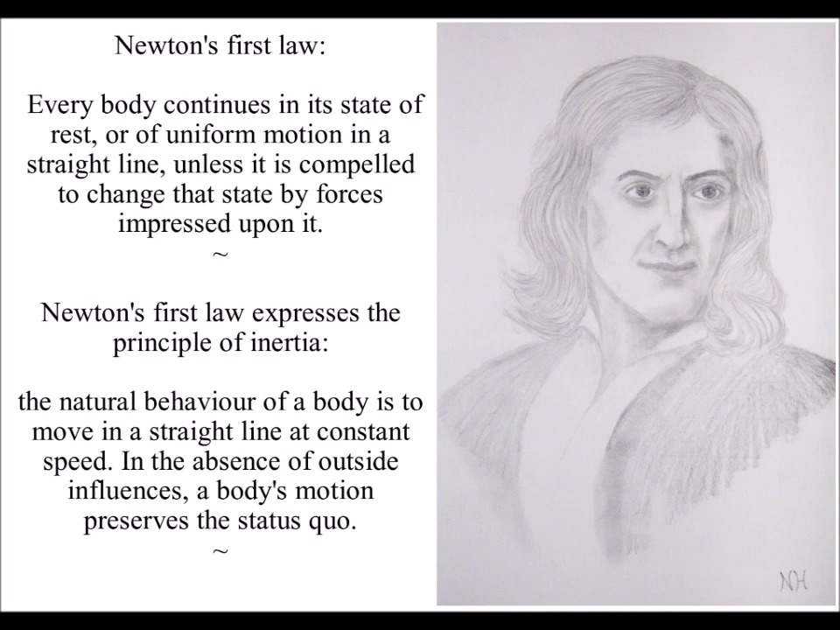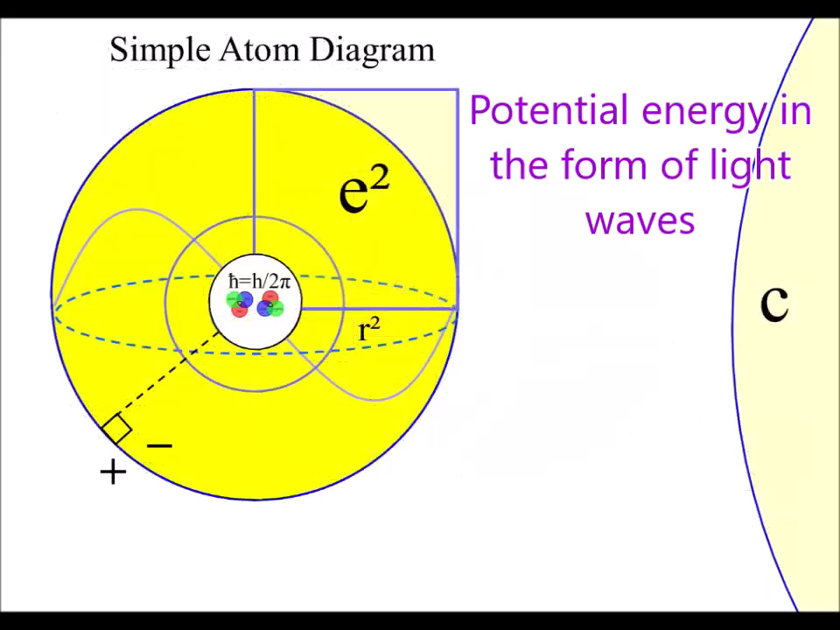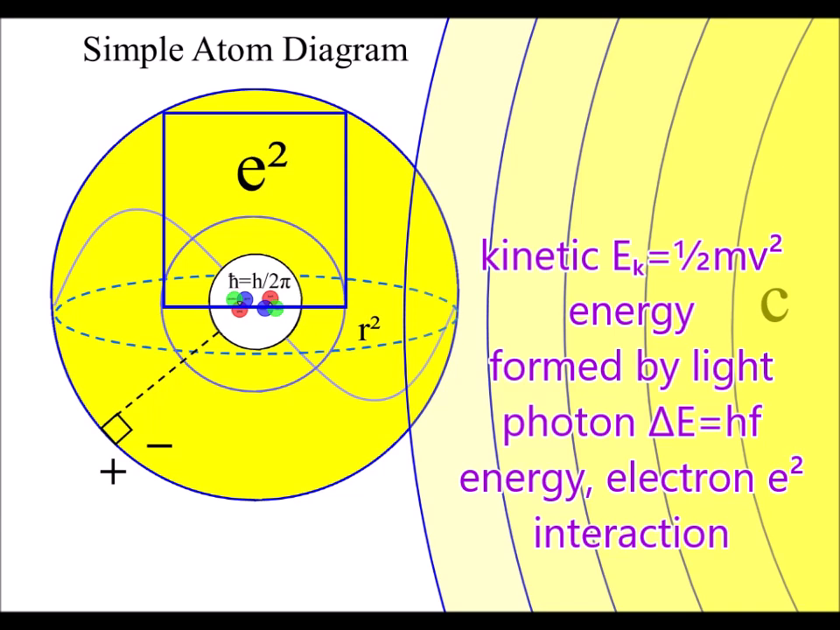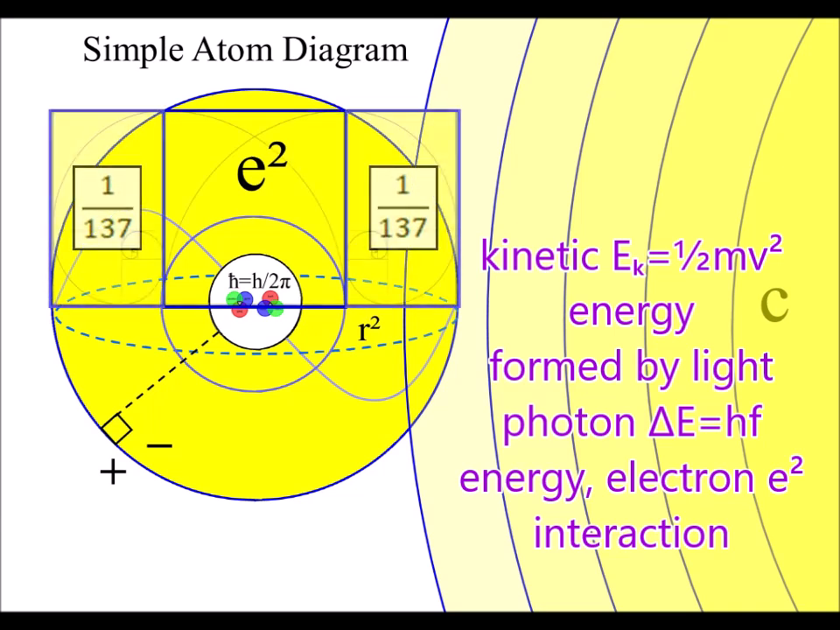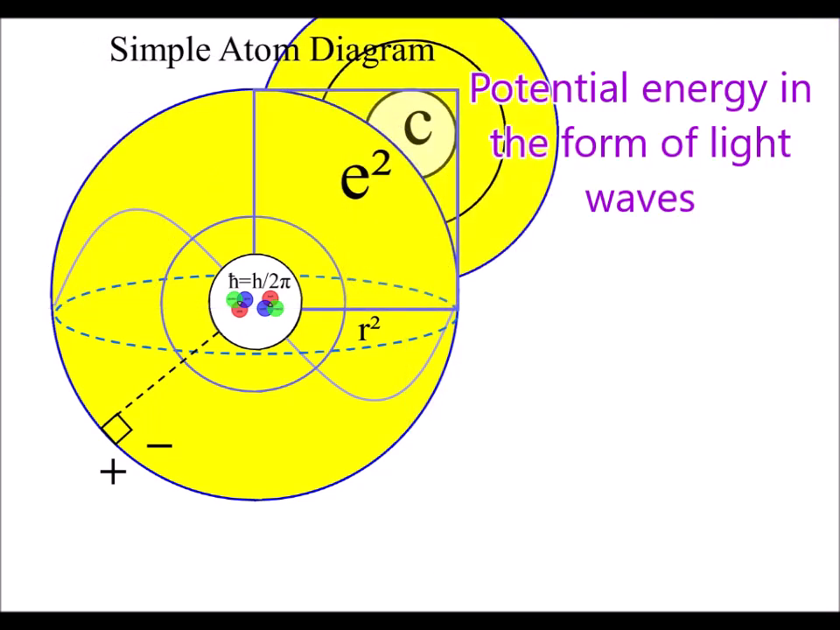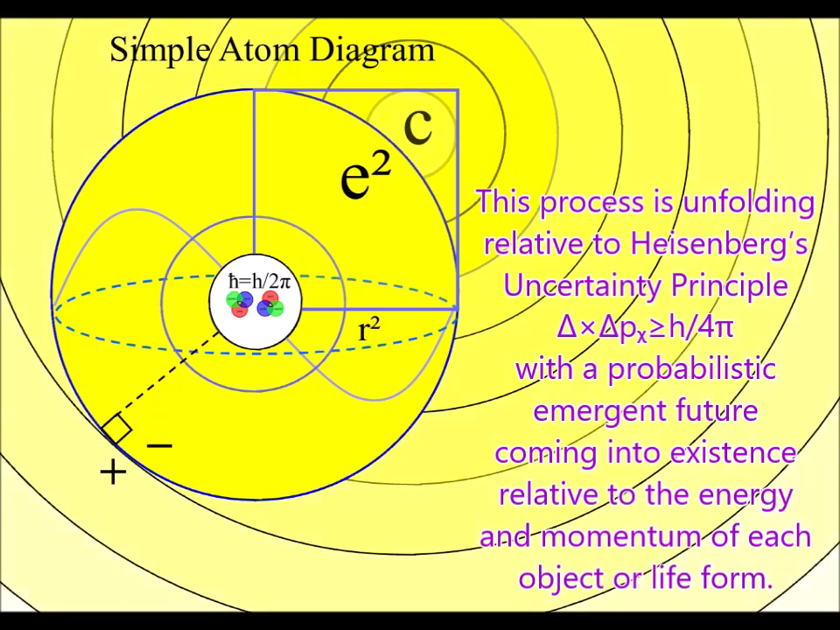In this theory, inertia is quantized because everything is based on a universal process of energy exchange, formed by light photon energy continuously transforming potential energy into the kinetic energy of matter in the form of electrons. We have the potential energy of what might happen continuously changing into the kinetic energy of what is actually happening.